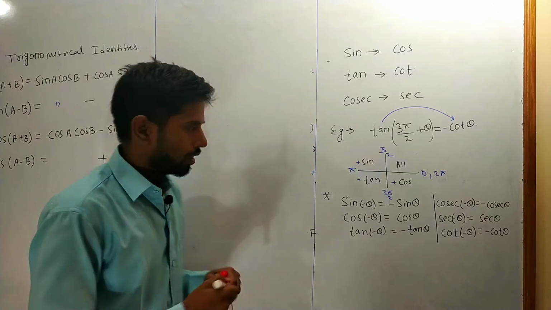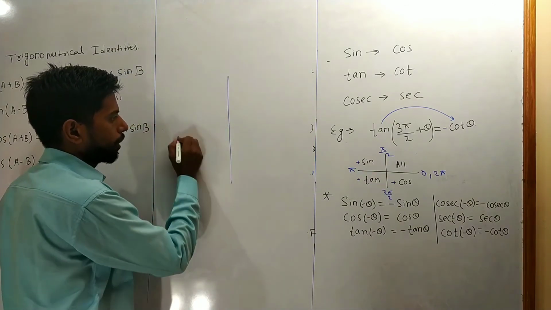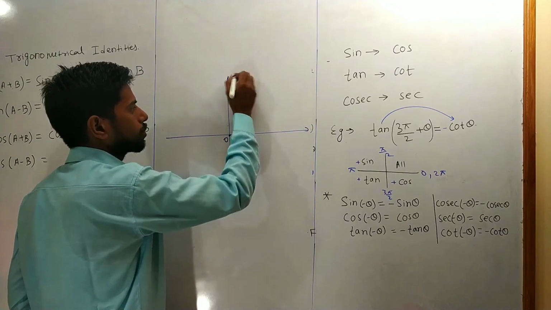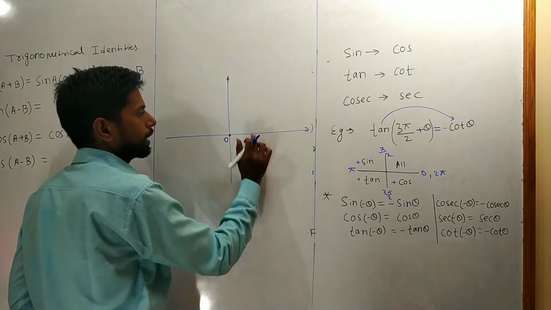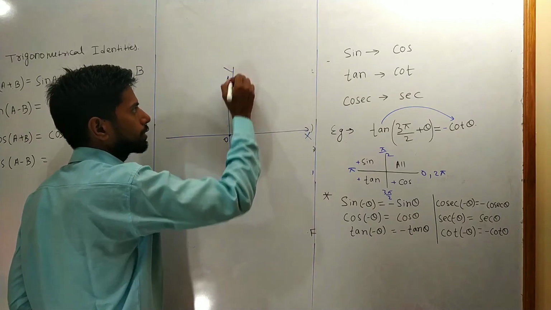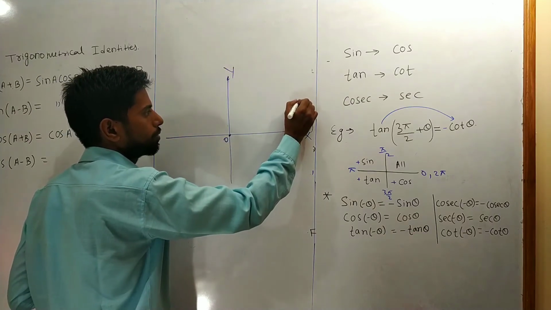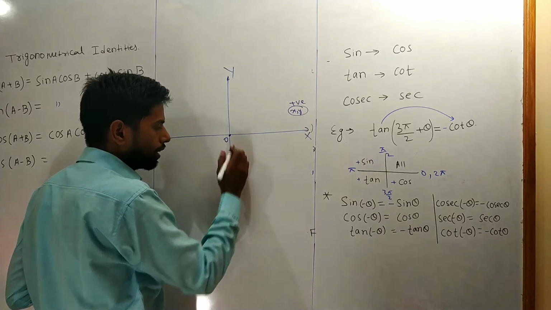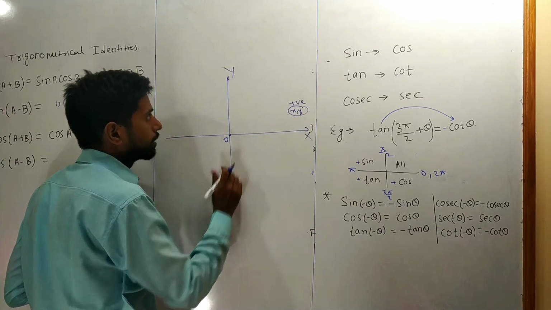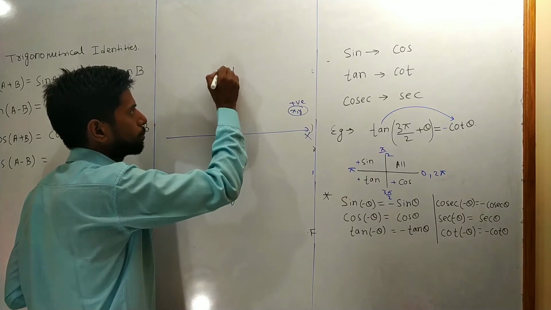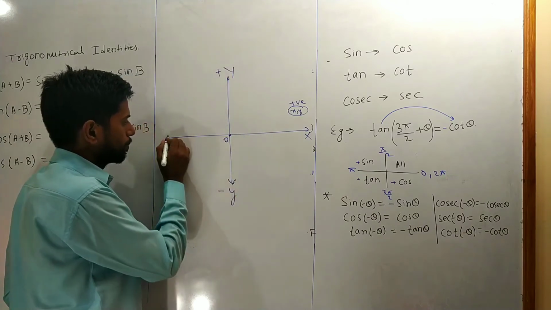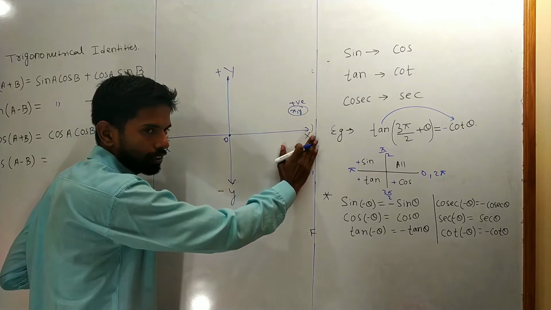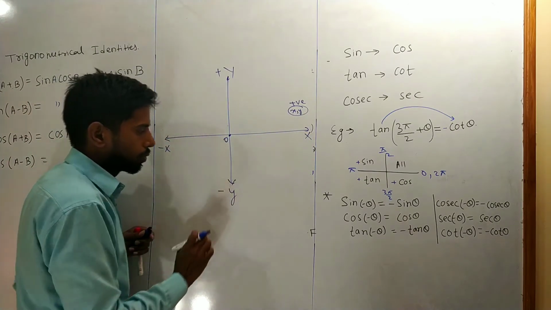How does it come? First of all, you make a quadrant. This is the origin. In this section both the x value and y value are positive, that is, x and y are positive. In this section y is positive, in this one y is negative, and here minus x. This is the positive x-axis, this is the negative x-axis.